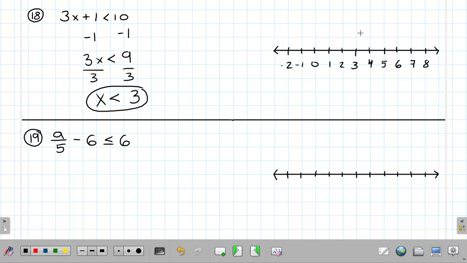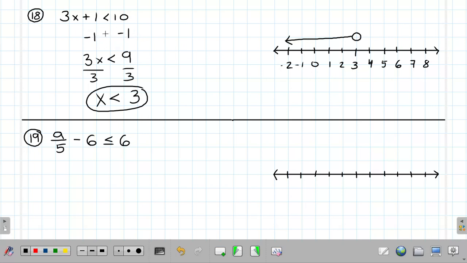X is less than 3 means x cannot be 3, but it can be any number to the left of 3. So 2, 1, 0, negative 1, negative 2, 1 half, 2.5. All of these numbers to the left of 3 except 3 itself. So 3 itself is not an answer here.